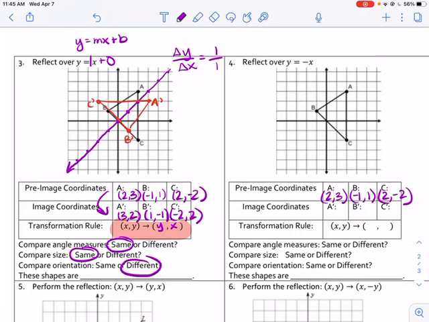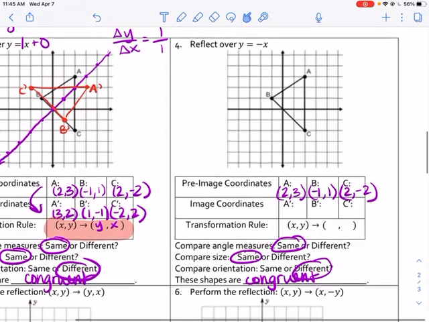Let's actually check that. A prime is on B's right, and A is on B's left. So the orientation is different. These shapes are still congruent. So basically, you should know that those are always going to be the same. If you find that the orientation is the same, then you did the reflection incorrectly. If you find that the shapes are different sizes, you did the reflection incorrectly.